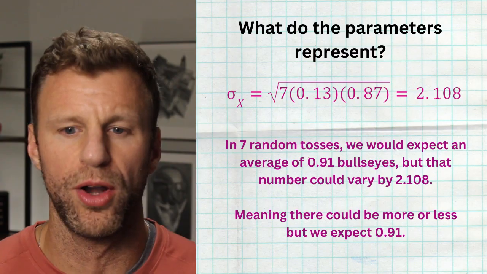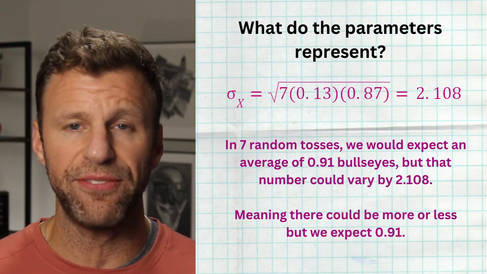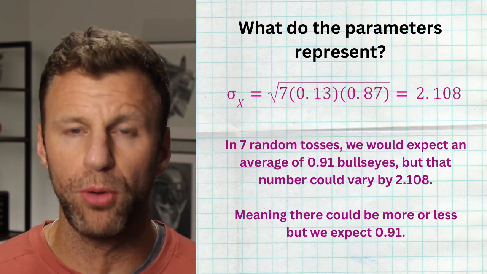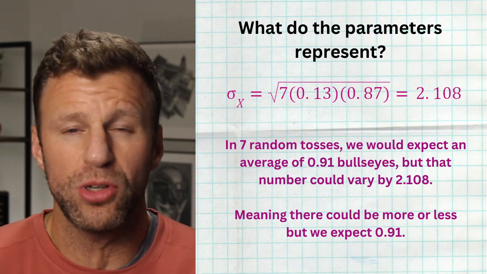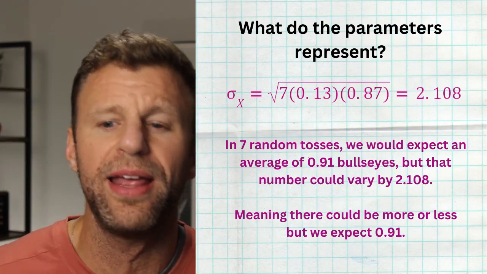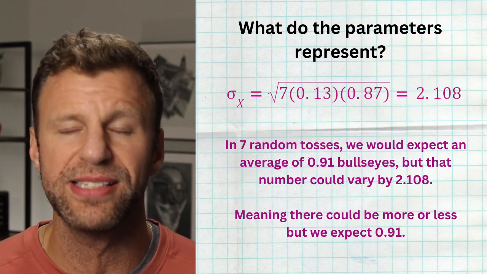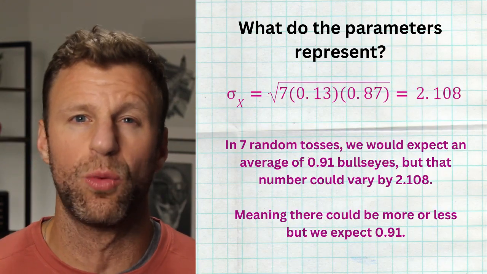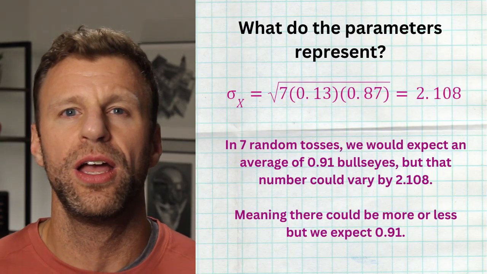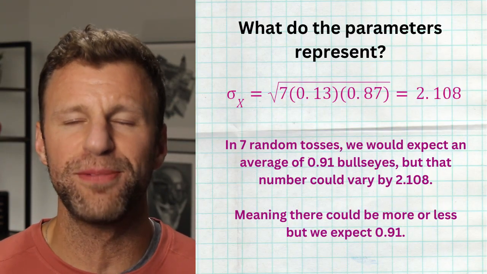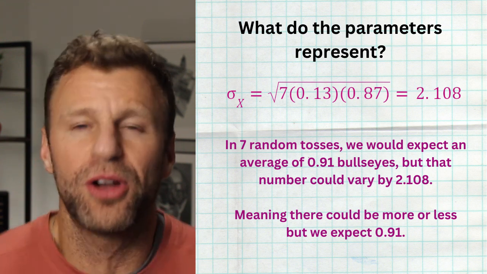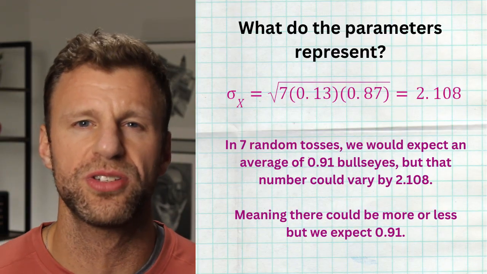Giant square root, 7, that's our n, times 0.13, that's our p, times 0.87, that was our probability of failure, and we get 2.108. So, in 7 attempts of throwing a dart, we expect to make 0.91 bullseyes, but that number of bullseyes could easily vary by a little bit more on the top end, a little bit more on the bottom end, and that's what the 2.108 represents, the fact that the number of successes is going to vary in the long run. Every time David has 7 attempts at that dartboard, he's not going to always get the same number. It's going to vary a little bit, and that's exactly what the standard deviation measures for us.